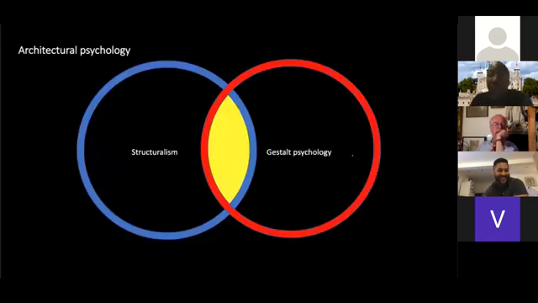Architectural psychology. For the purpose of the presentation, as I said, I will be exploring and simplifying two schools of thought of architectural psychology. One being structuralism, the second one being Gestalt psychology. The simplest way of these being expressed: structuralism deals with the development of a design from a microscopic perspective. So as a sort of atomic building upwards, whereas Gestalt psychology has a more global macroscopic view of design.